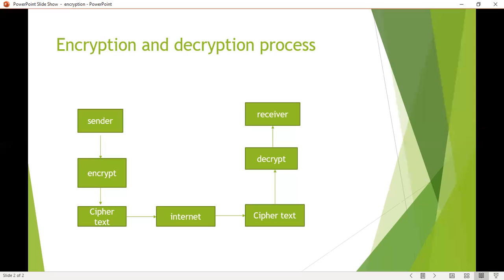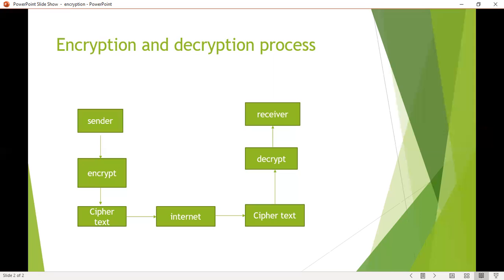Decrypting means what? The receiver has some key. If the sender and receiver have the same key, then they use the same key. But if the receiver has a different key, then the receiver decrypts that message by using that particular key, and the receiver gets control of the message. So what is the benefit of the encryption and decryption process? The receiver decrypts the message and gets the message which is sent by the sender.